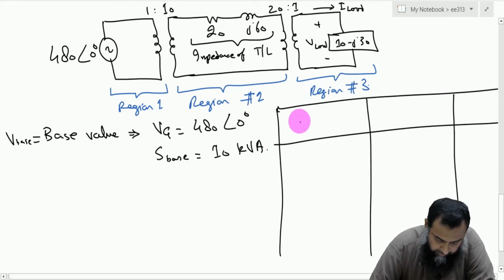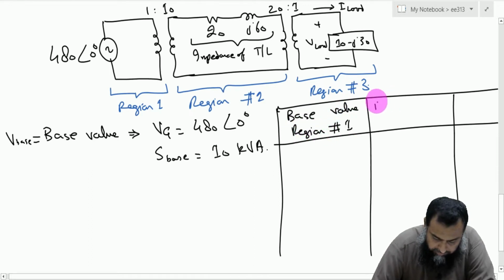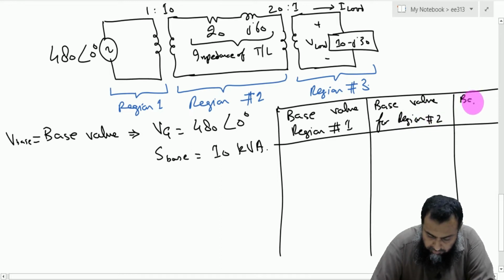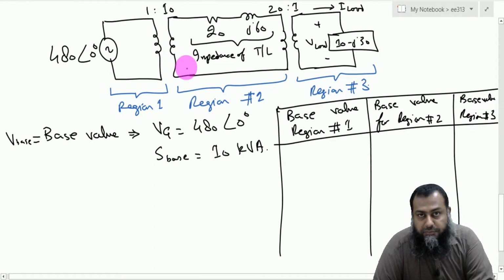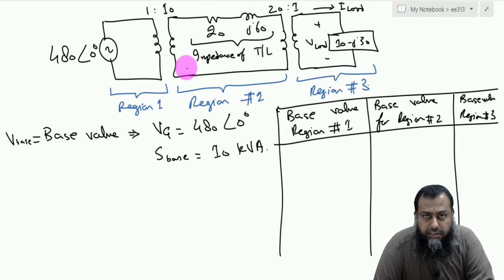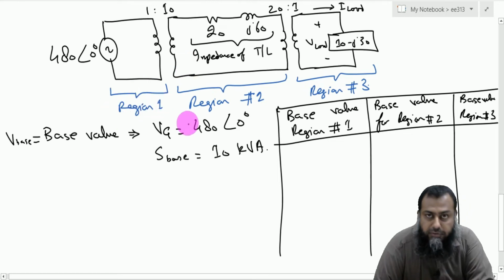This is the base value for region number 1. This is the base value for region number 2, and this is the base value for region number 3. Remember that these transformers are actually creating the regions. So whenever we have a transformer, there is a change in the voltage, and that change in the voltage has to be reflected on the other side of the transformer, and therefore we have segregated them into 3 different regions.